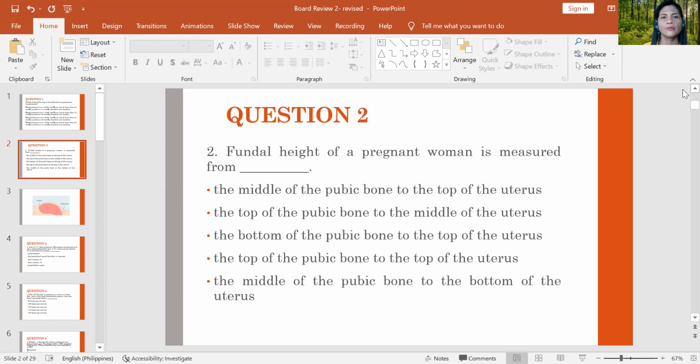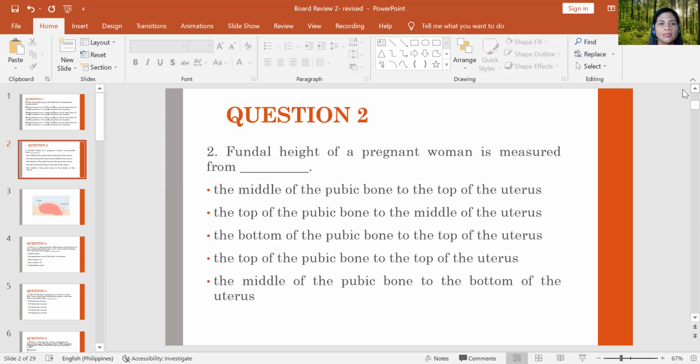Next, we have question number 2. Fundal height of a woman is measured from what? The middle of the pubic bone to the top of the uterus. Is it the first option? The second one, the top of the pubic bone to the middle of the uterus. Another option, the bottom of the pubic bone to the top of the uterus. Another option is the top of the pubic bone to the top of the uterus. And the last option is the middle of the pubic bone to the bottom of the uterus.